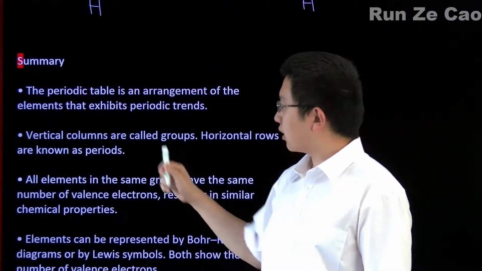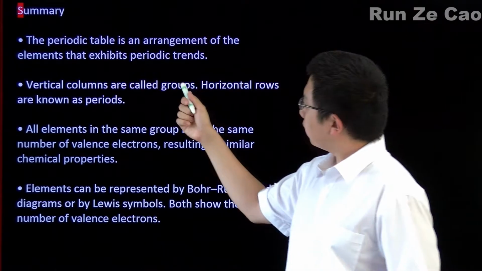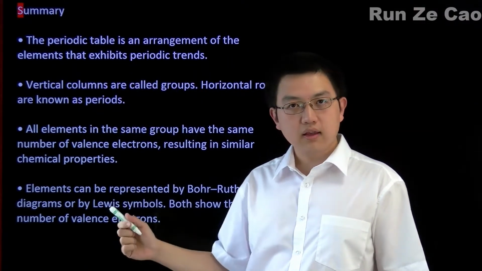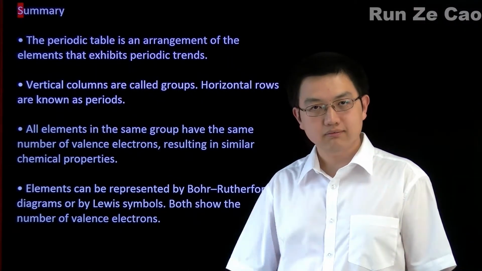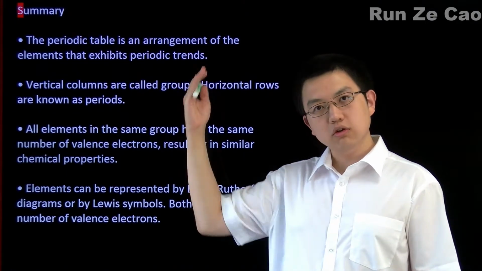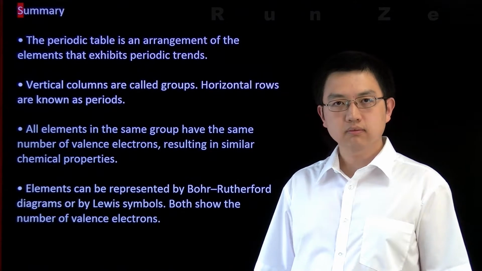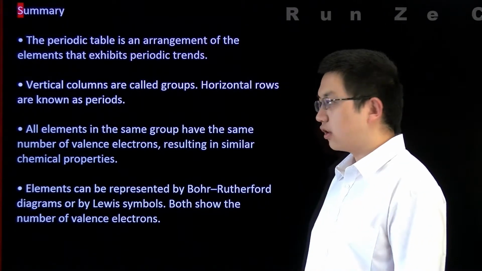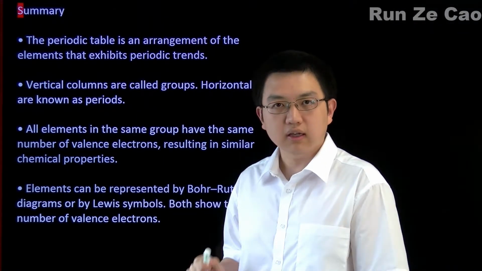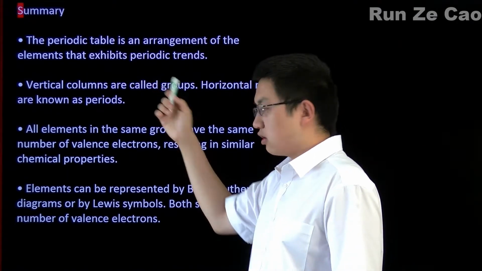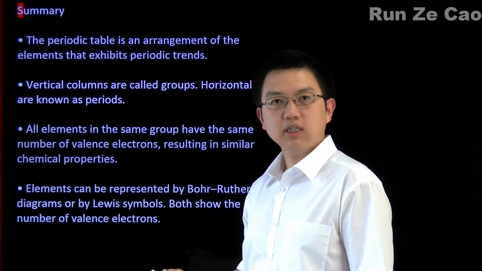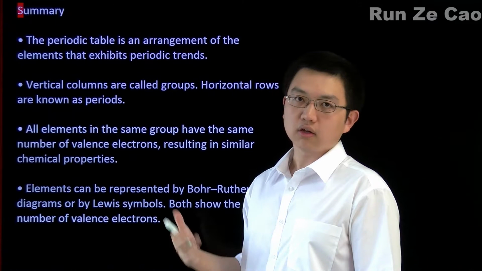For now, in summary, the periodic table is an arrangement of the elements that exhibits a pattern. So, each group has relatively similar reactivities and other traits. Now, there are other patterns in the periodic table that we will be discussing in the next section, such as electron affinity, ionization energy, atomic size, and so on.